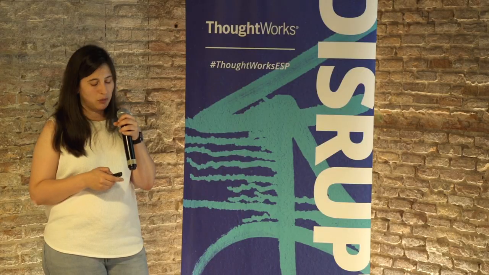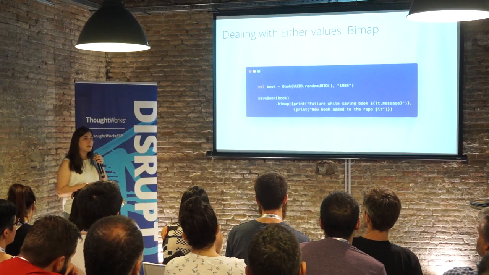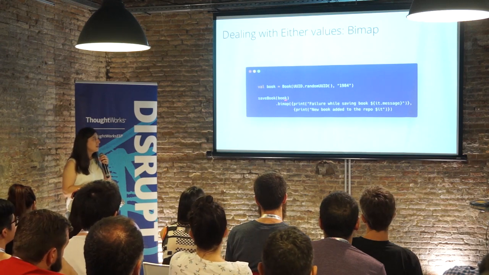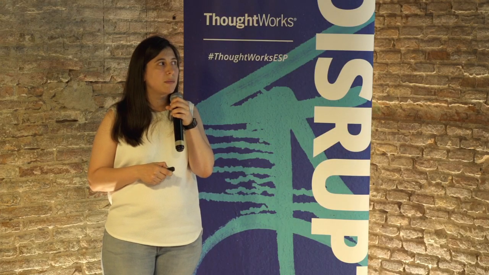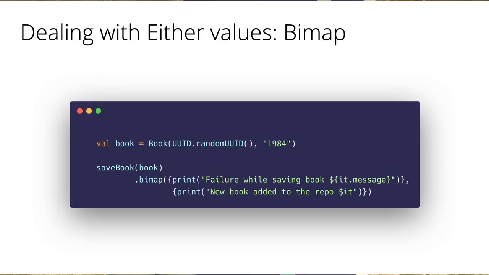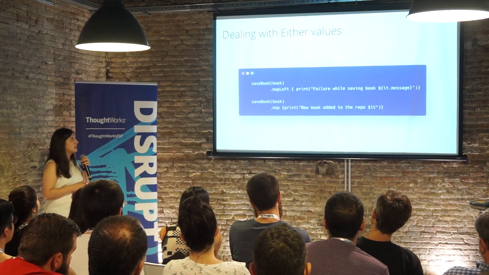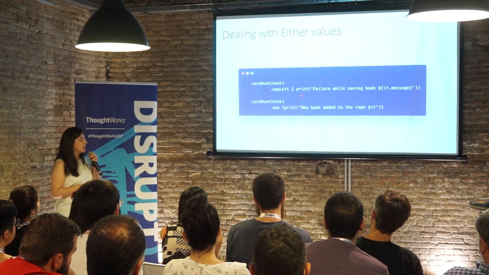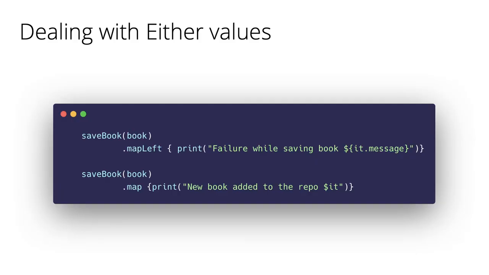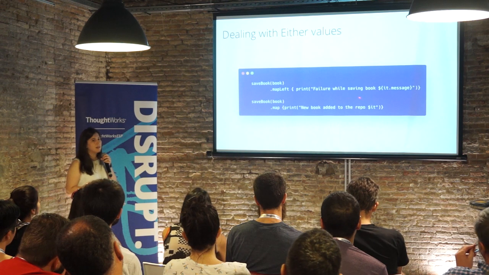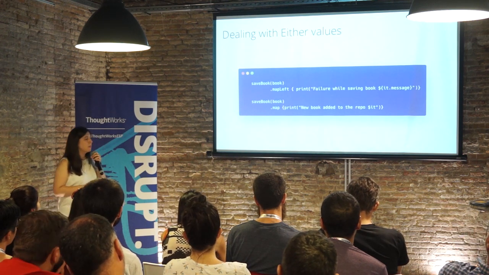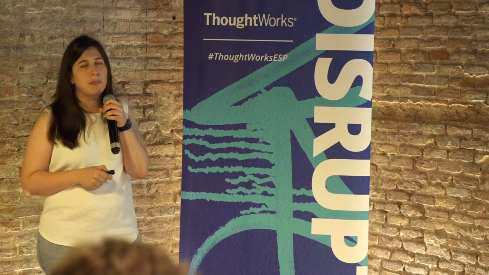So we saw that we can deal with the result of saving a book with pattern matching, but we can also do it in a nicer way using bimap. In this case, by convention, we pass here the lambda expression for the left part, the failure, and here the lambda expression for the right part. Another thing we have to keep in mind when dealing with Either is that by default, the function map is right-biased. So if we apply map, the function is only applied in the right part. If we want to map only the left part, we need to use mapLeft.